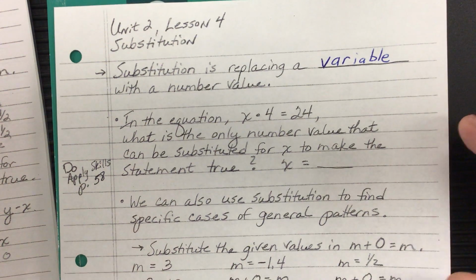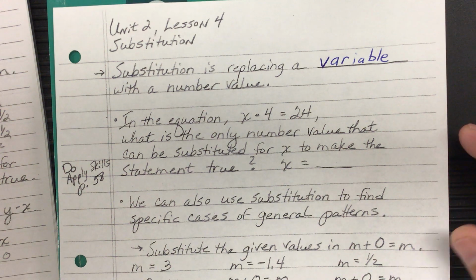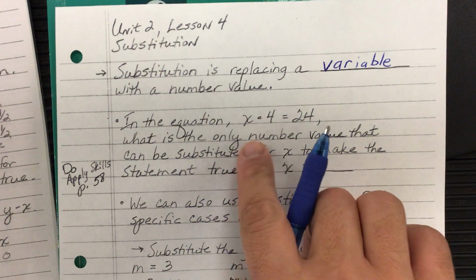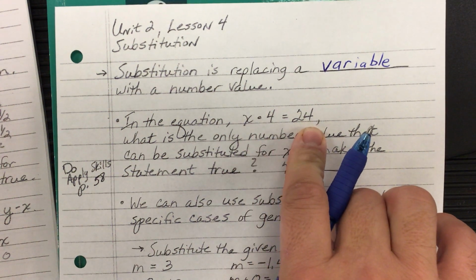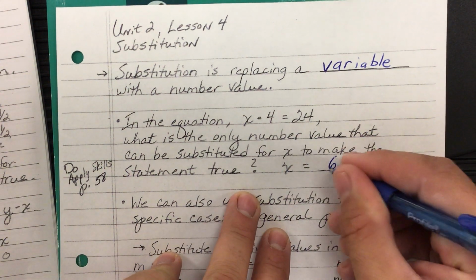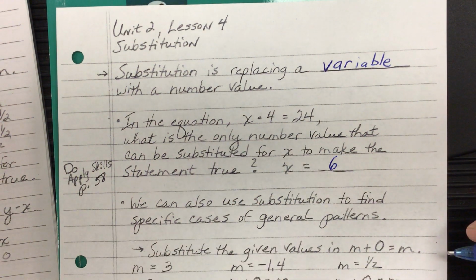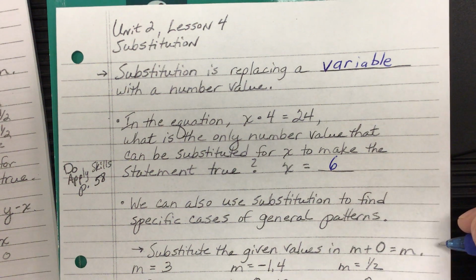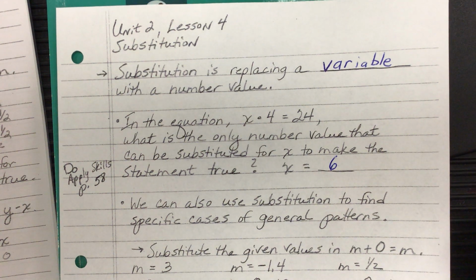Okay, it says in this equation, x times 4 equals 24. What is the only number that can make it true? So what times 4 is 24? We've already done problems like this. 6. 6 times 4 is the only number that would make that true to get 24.